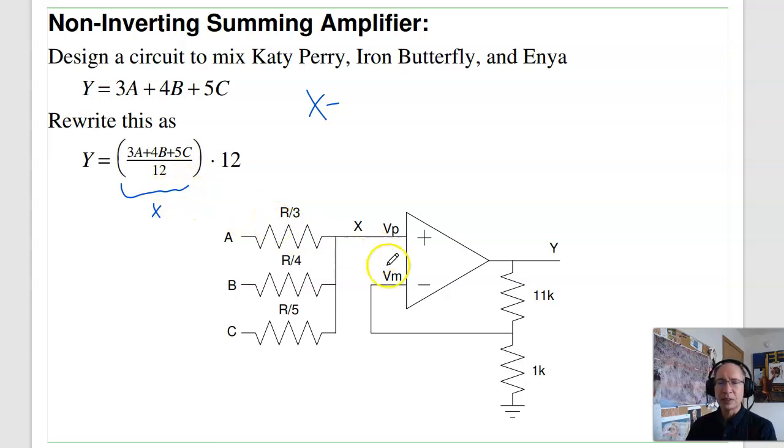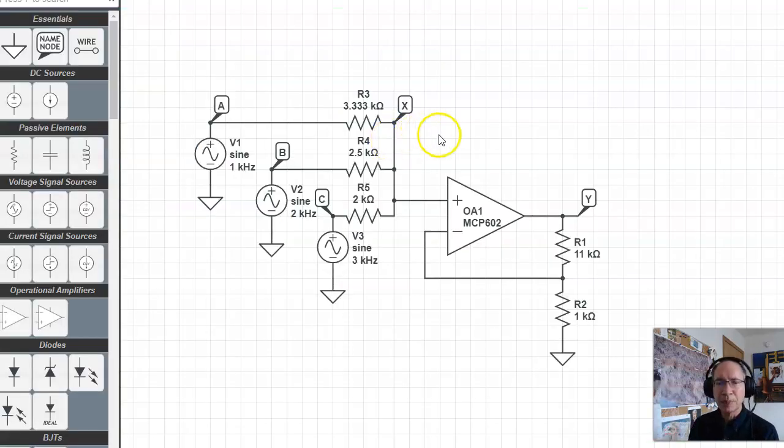To clear out the denominator, I throw in a non-inverting amplifier with a gain of 12. So this is 11-to-1 ratio, meaning gain of 12. That'll give you 3A plus 4B plus 5C. So in Circuit Lab, I can check that. Here's my 3 sine waves coming in. There's my summing amplifier.